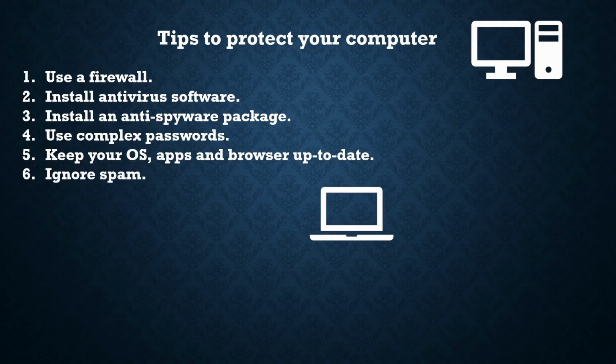Number 6 is ignore spam. Be aware of email messages from unknown parties and never click on links or open attachments that accompany them. Basically, you don't have to click on any link or download any attachments from unknown sources.